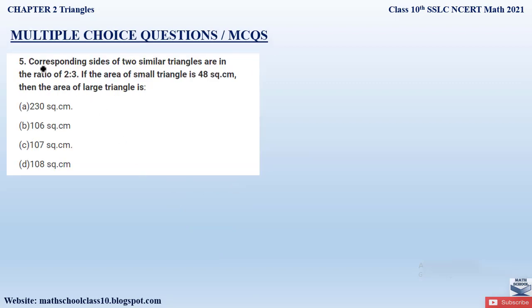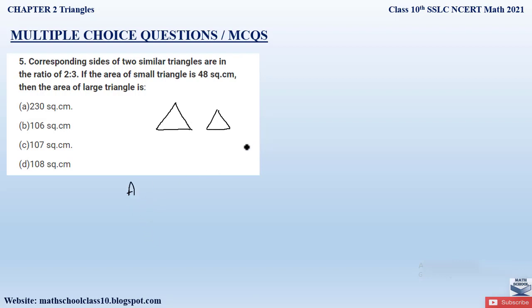Coming to our fifth question, corresponding sides of two similar triangles are in the ratio of 2:3. If the area of the smaller triangle is 48 centimeter square, then the area of the larger triangle. So we have two triangles, one is larger and one is small, and they have given us that these two triangles are similar to each other and the corresponding sides are in the ratio of 2:3.